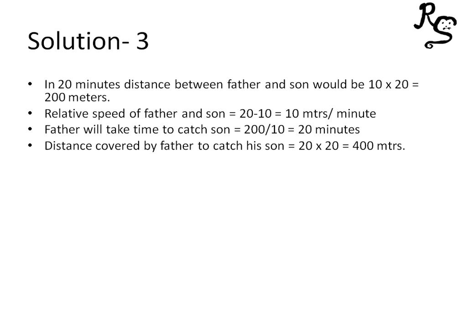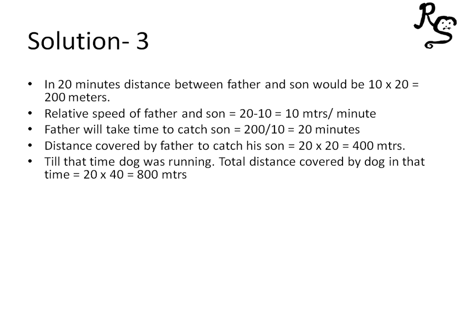During this time, for 20 minutes, the father kept on walking. So the total distance covered by the father to catch his son would be 400 meters with a speed of 20 meters per minute. Now the dog since the beginning was running between father and son. So the total time the dog kept on running is 20 minutes. The speed at which the dog was running, given in the question, is 40 meter per minute. So the total distance covered by the dog in that time is 800 meters.